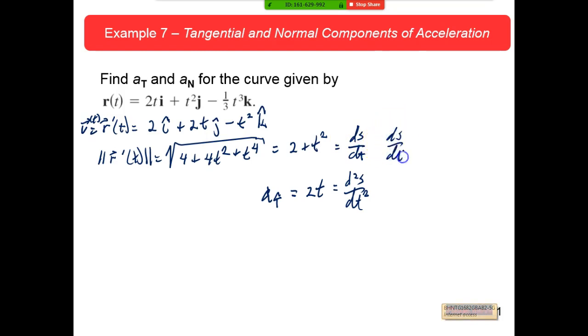ds dt squared. What would that be? Y'all did so well on the last one. 4 plus 4t squared plus t to the fourth. I mean, correct me if I'm wrong.